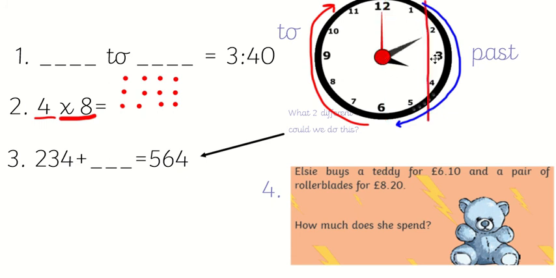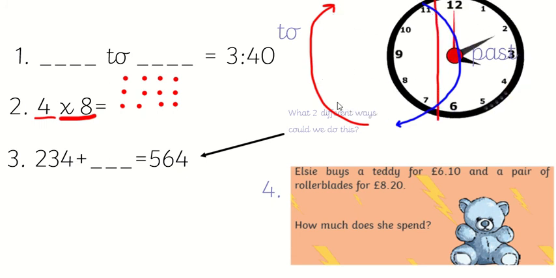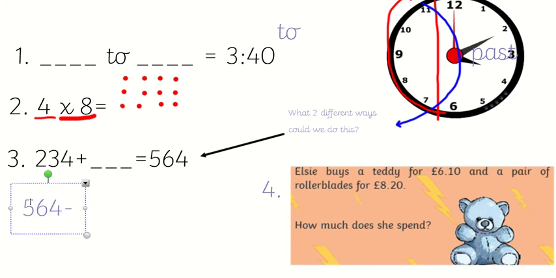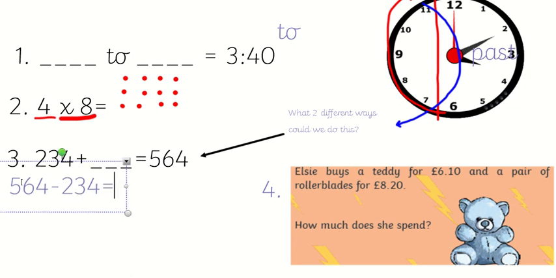Number 3, like I've put here, there could be 2 different ways. I'm just going to move my clock out of the way so you can see my question. There could be 2 different ways to do this question. Now, a missing number question, you could quite easily do 564 take away 234, using your biggest number, knowing that when you need to work out a missing number, you need to do your biggest number take away your smallest number. So that could be one way to help you. And please use column subtraction when you're doing that.